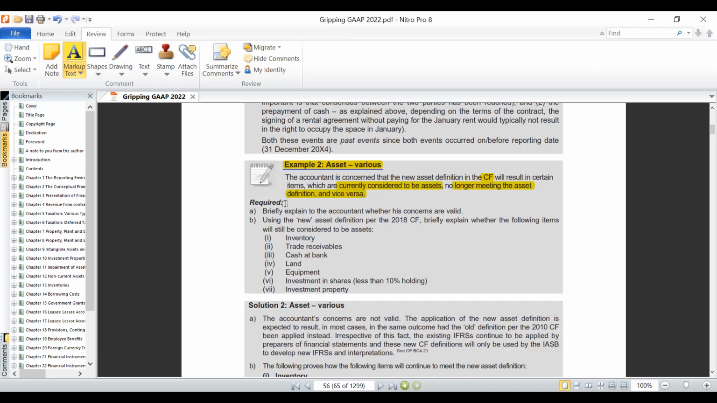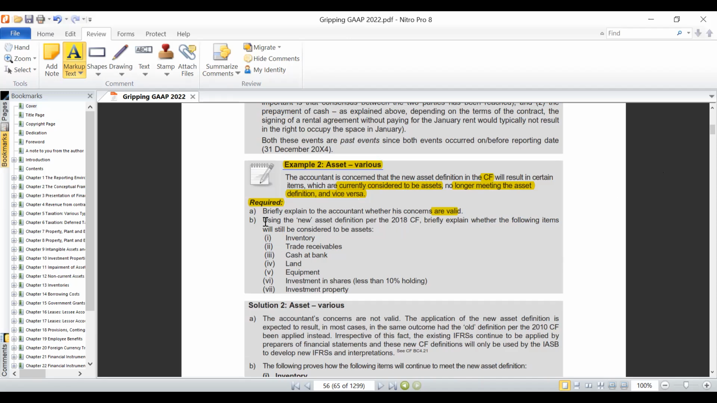So what was the question here in this case? The question was, according to the required part, they asked you to briefly explain to the accountant whether his concerns are valid. Remember, what is the concerns of the accountant? His concern is that because the definition of assets has changed according to the conceptual framework, it might result in certain items which are currently considered to be assets to no longer meet the definition of assets, which is absolutely incorrect.